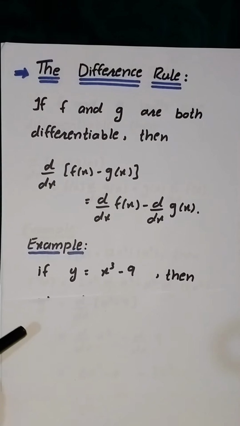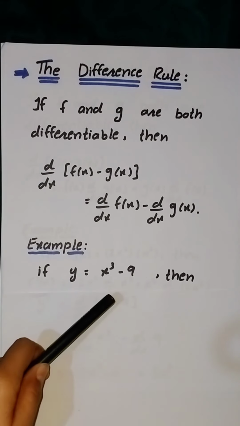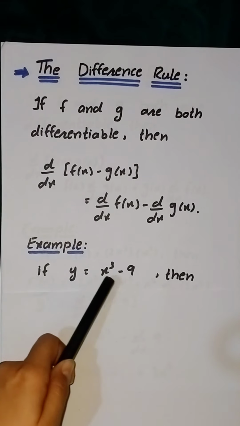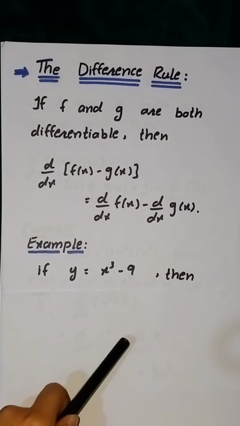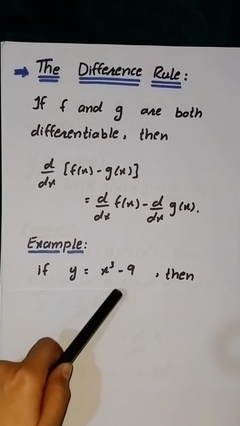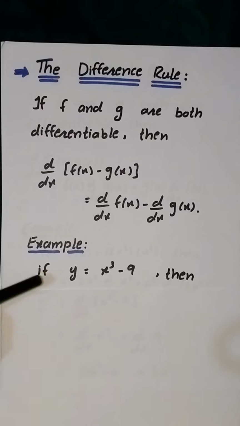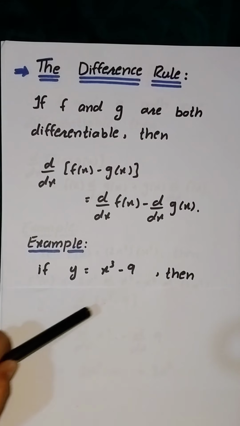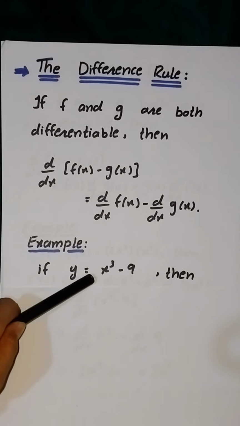Here we have an example: y is equal to x cube minus 9. Let this be the f function and this be the g function. Here you can see this g function is a constant function. So here we will apply three rules. The first is the difference rule. The second is the derivative of a constant function, and third we will apply the power rule.